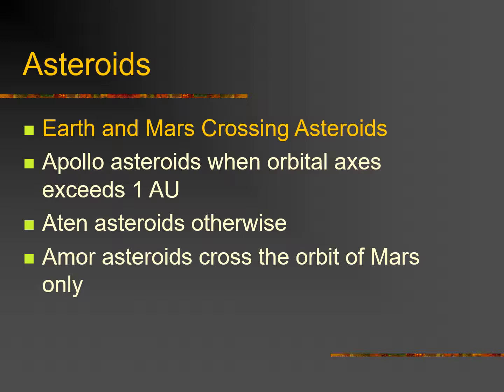Some asteroids in the asteroid belt actually cross the orbit of Earth and also Mars. The Earth-crossing asteroids are called the Apollo asteroids when their orbital axis exceeds 1 astronomical unit. Remember, 1 astronomical unit, or 1 AU, is equal to the mean distance between the Sun and the Earth. When the orbital axes are less than 1 astronomical unit, the asteroids are called Aten asteroids. Amor asteroids cross the orbit of Mars only. So those are your 3 types of Earth and Mars crossing asteroids.